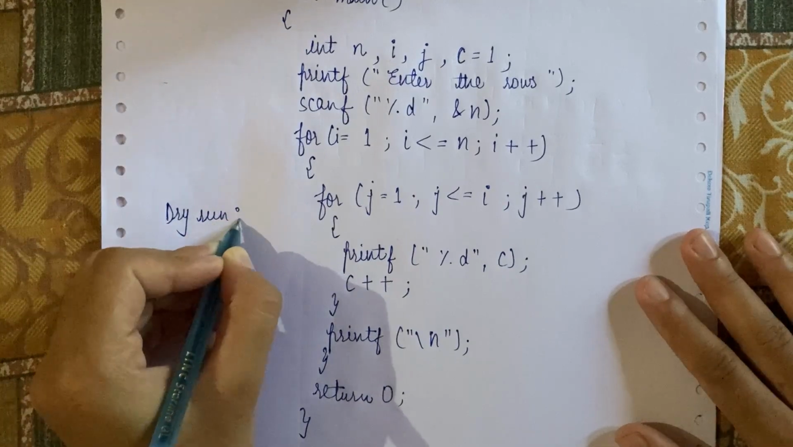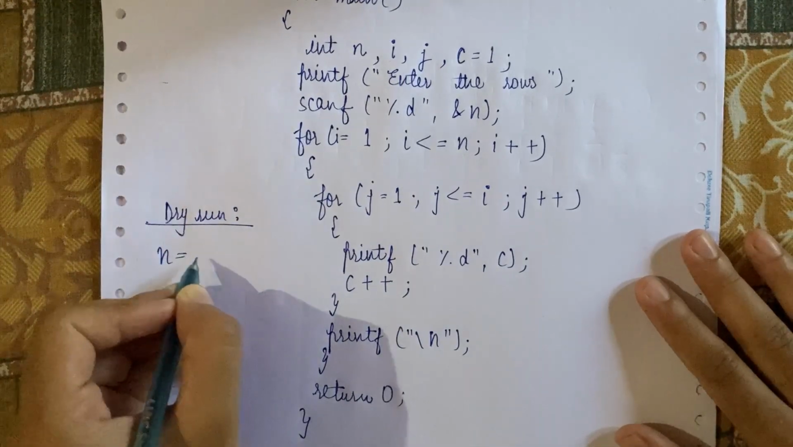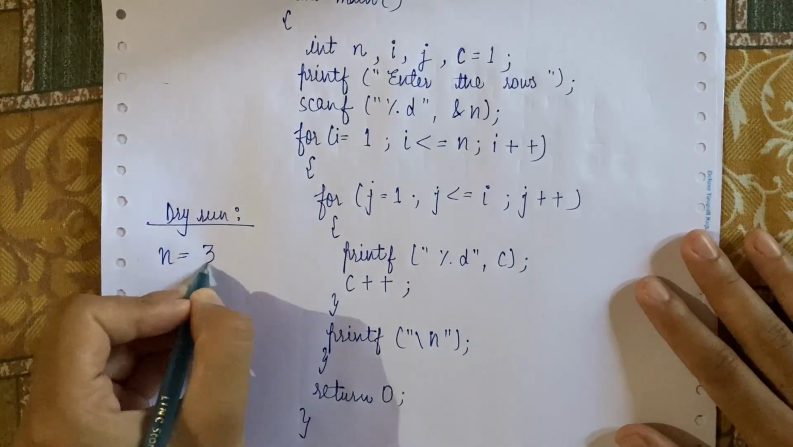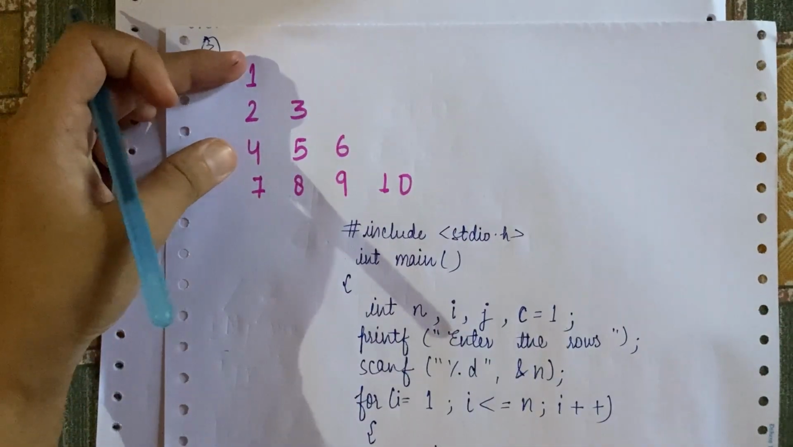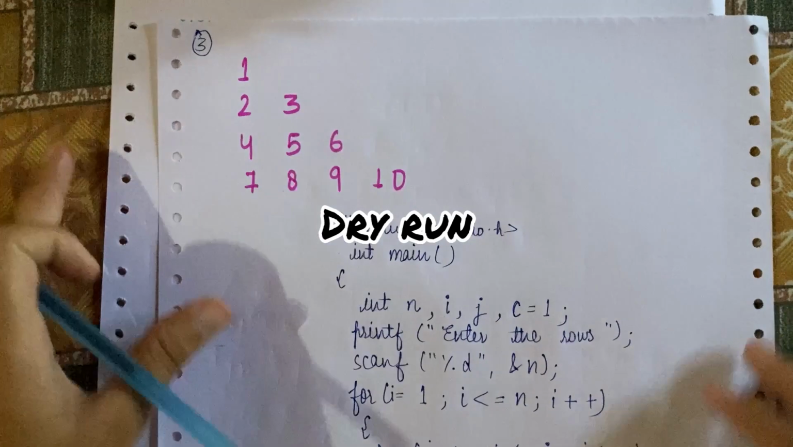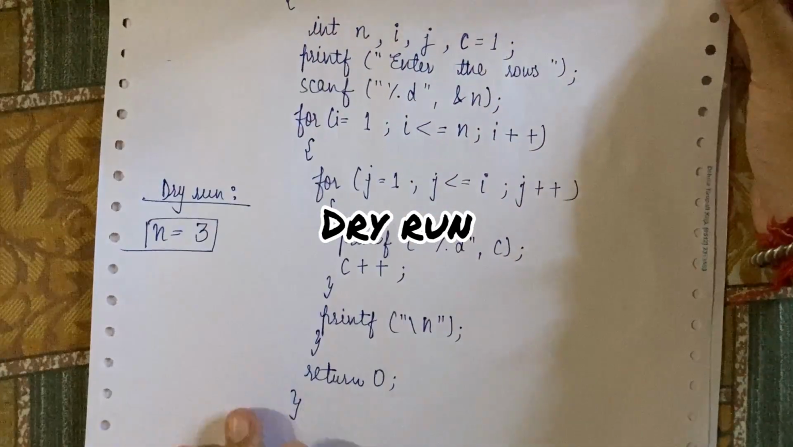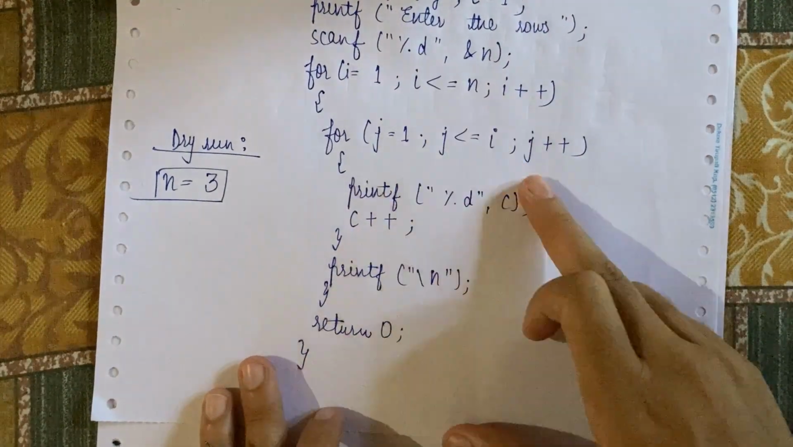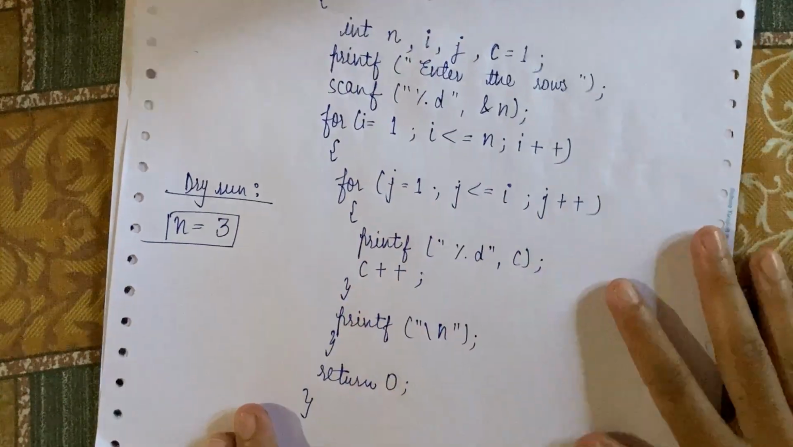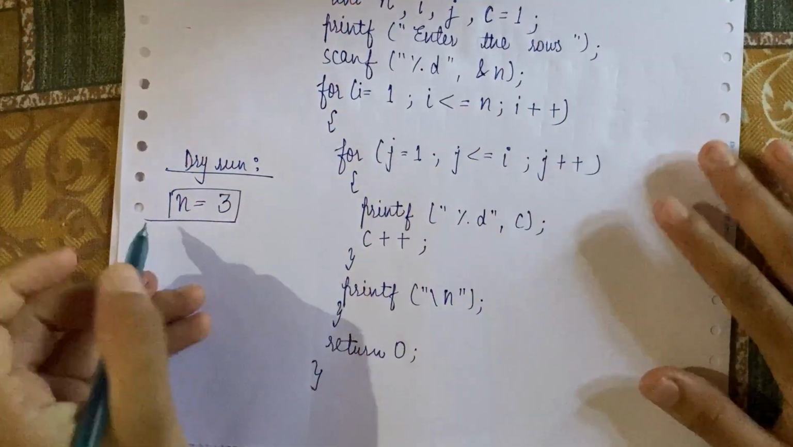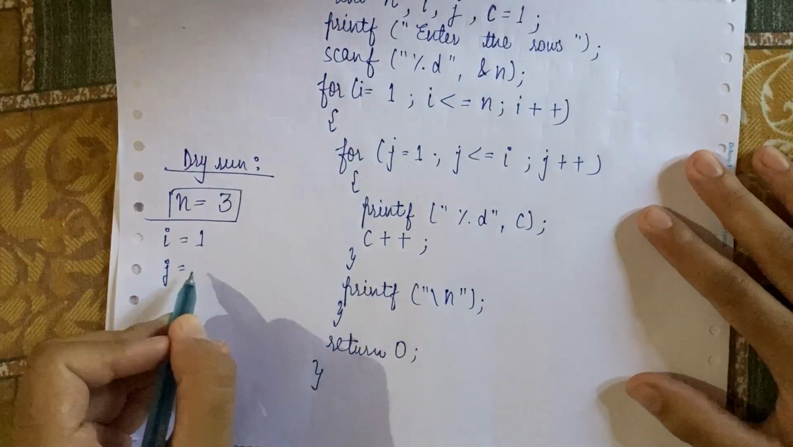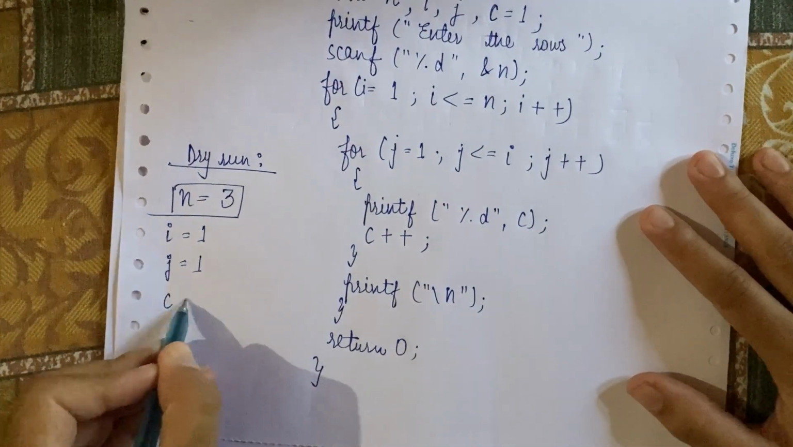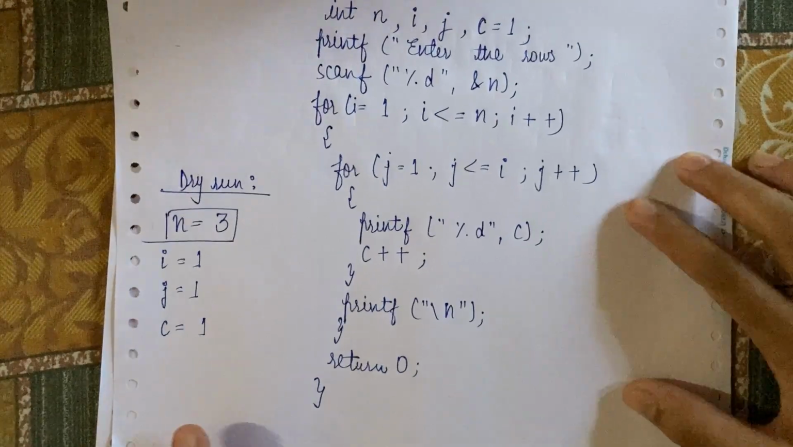So let me take n is equal to 3. We are going to print 3 rows, right? We are going to print this pattern until 6, right? So we have here the i and j loops and a value of c, right? Initially i is 1, j is also 1 for the value of i as 1, and c is also initially 1, as you know here.